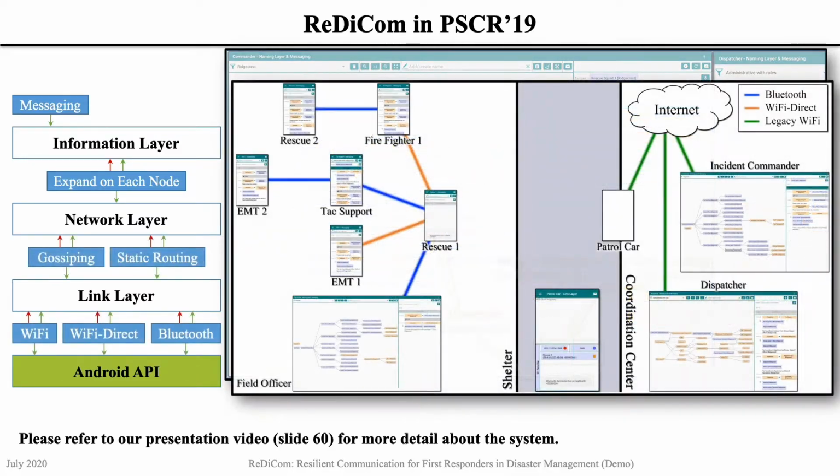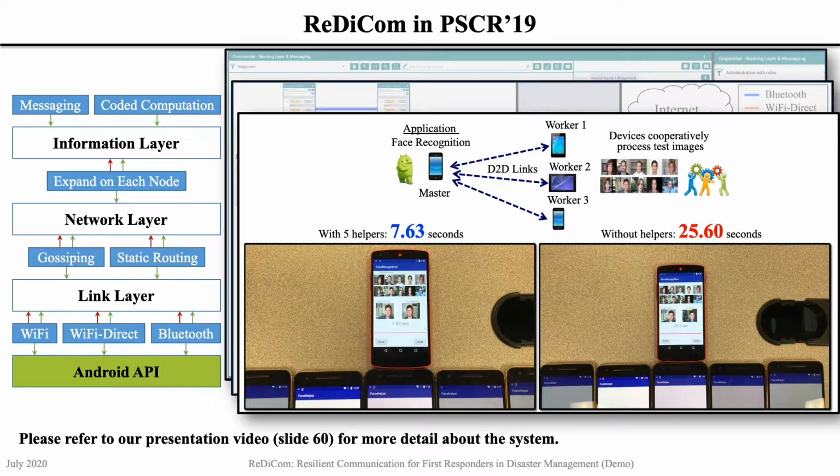The network layer and link layer cooperate to enable communication in infrastructureless environments using D2D links. The coded computation app allows the first responder to distribute computation-intensive tasks to nearby helpers to accelerate the processing. Please refer to our presentation video for more detail about the messaging and coded computation apps.